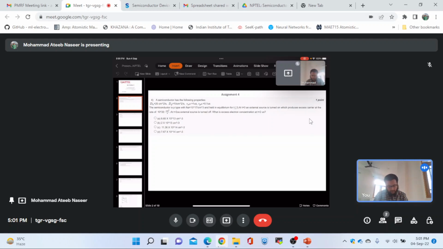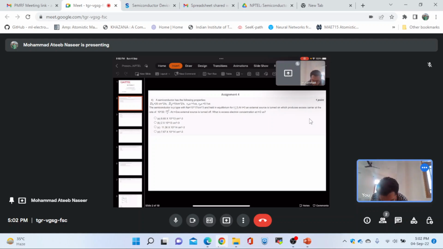Now at t equal to 0, we use some external source, and this external source generates excess carriers at the rate of 10 to the power 20 per centimeter cube per second. This external source is then shut off at some time equal to 2 microseconds, and we have been told to find the excess electron concentration at the time t equal to 2 microseconds.